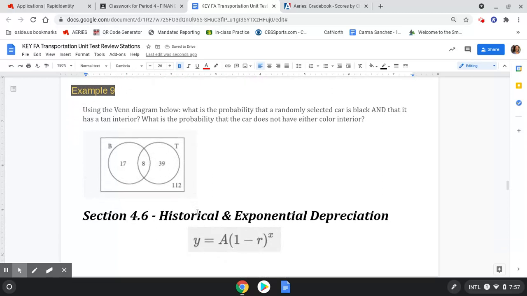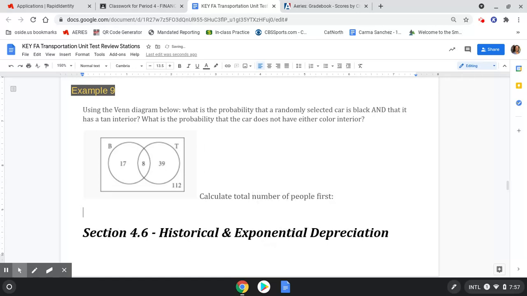All right, let's end here on number 9. The Venn diagram. What's the probability that a randomly selected car is black and has a tan interior? What is the probability the car does not have either color? So just to point out that this does not have the denominator number ready, meaning we need to know over the total number of people. So we're going to say calculate total number of people first. So that means that we're adding 17 plus 8 plus 39 plus the 112 that are outside the box that didn't want black exterior or tan interior.